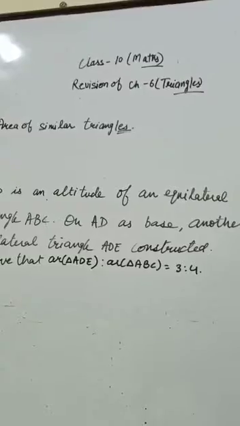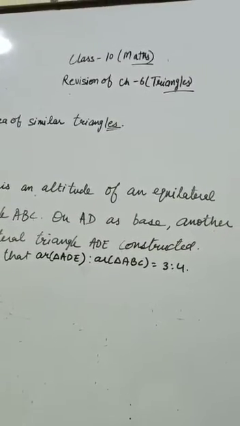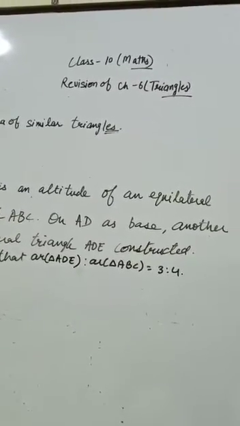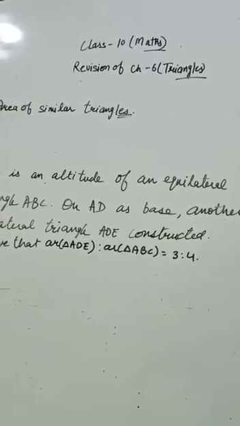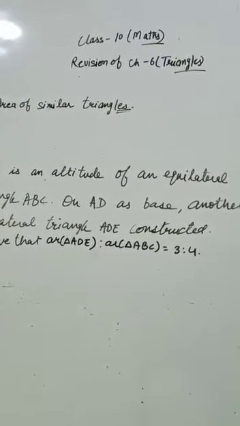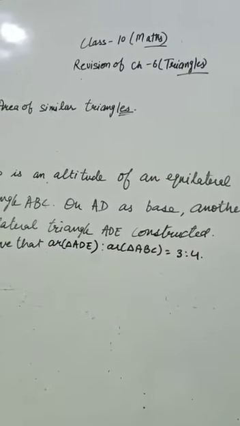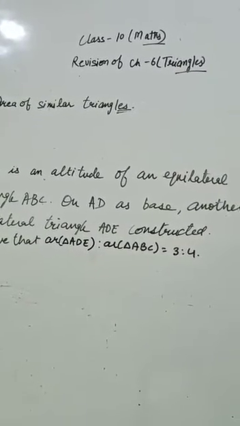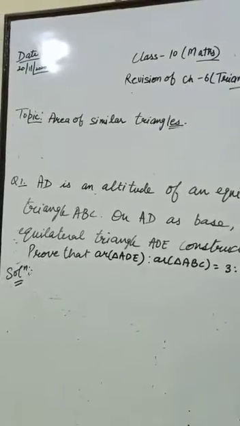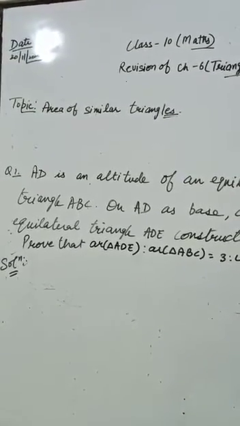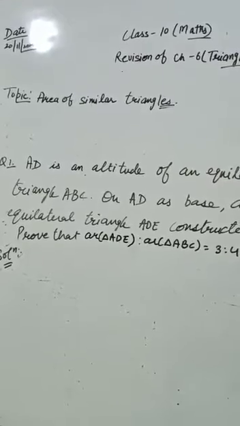Dear students, I hope you all are good and fine and completed the previous revision, as we started the revision of chapter number 6, similarity of triangles. The criteria we discussed, and area of similar triangles also we discussed. Today we will discuss more about it and we will do extra questions also. So let us start now.